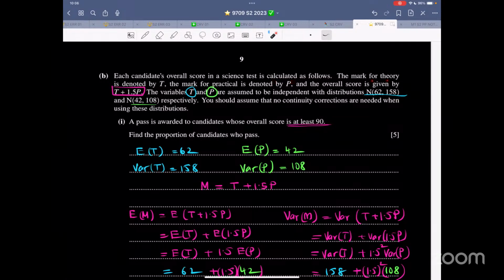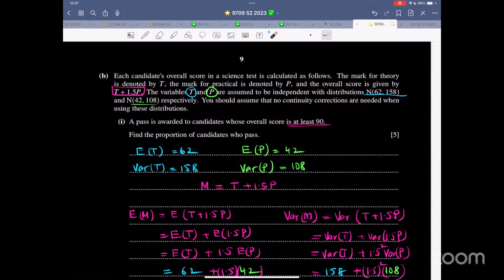The mark for theory is denoted by T, and the mark for the practical is denoted by P. The overall score is given by T plus 1.5P. T and P are assumed to be independent. These are Poisson distributions. You should assume that no continuity correction is needed.